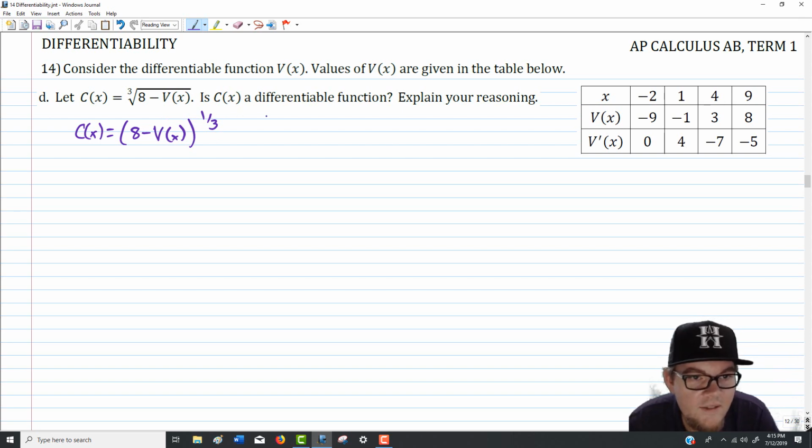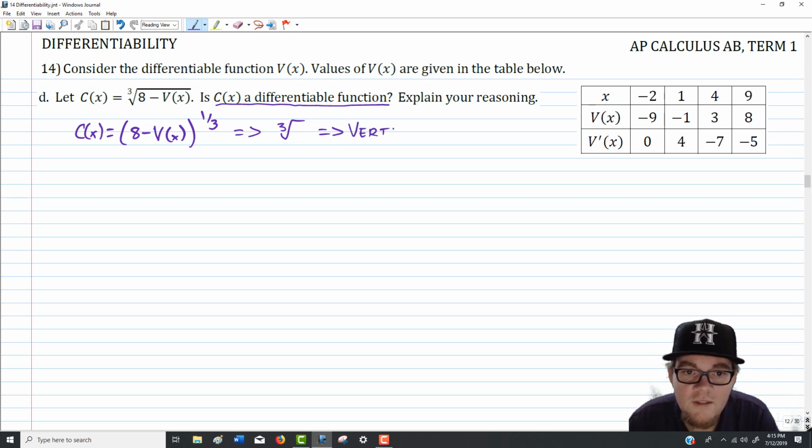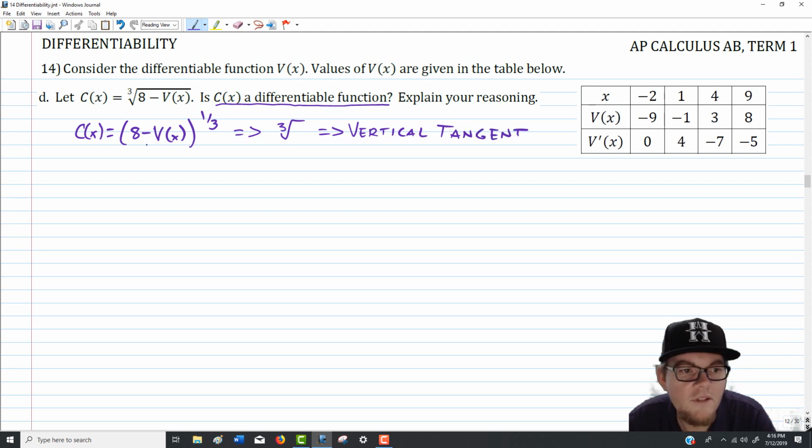The question is, is c of x a differentiable function? And we're supposed to explain our reasoning. So we want to know if this thing is differentiable. There's a couple clues. The cube root suggests the presence of a particular type of differentiability issue. In particular, it suggests that there could be a vertical tangent. But it's a little bit tough to figure out vertical tangent stuff when we have this function with 8 minus v. There's another function in there.